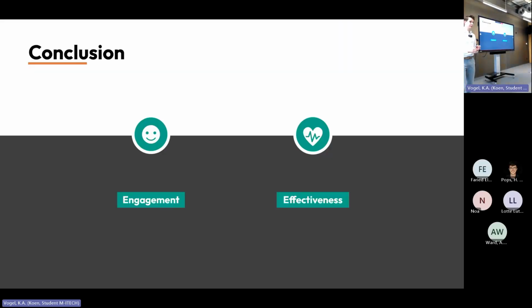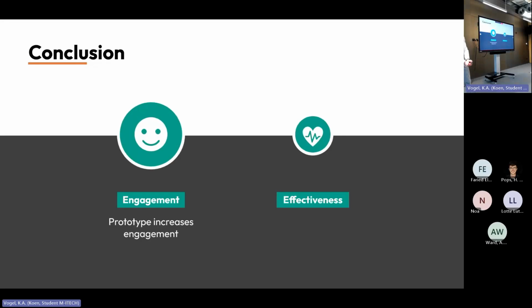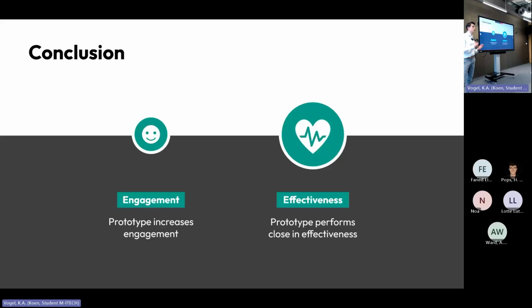Conclusions, what did we learn? Well, for engagement, it's pretty simple. We can say that the novel prototype definitely increased engagement compared to a conventional warm-up. Effectiveness seems to perform close, but it's based on qualitative measures only and not on quantitative.